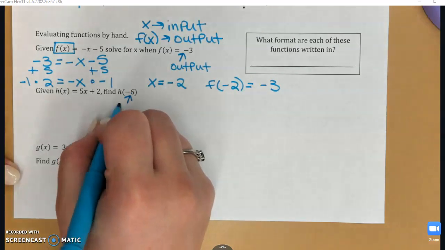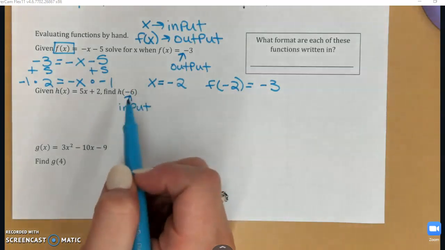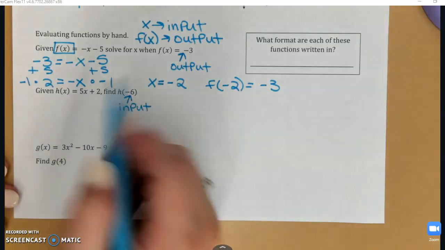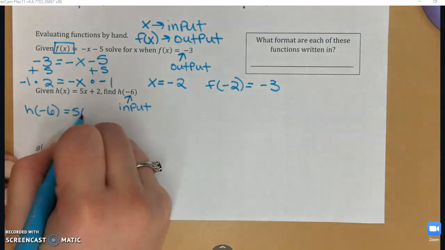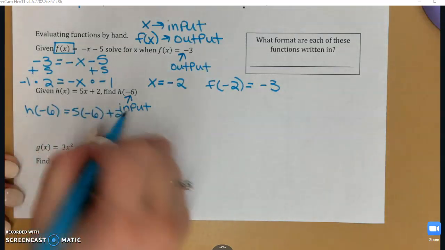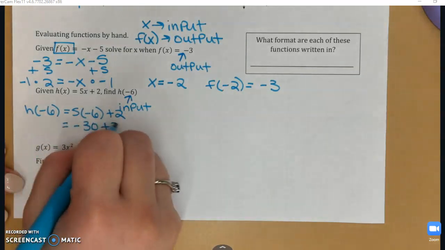For this one, we are given the input and asked to find the output. This is probably what you're more used to seeing. And so everywhere I have an x, I'm going to be substituting in that -6. So h of -6 is 5 times -6 plus 2. Order of operations says that I multiply first, and then I can add.